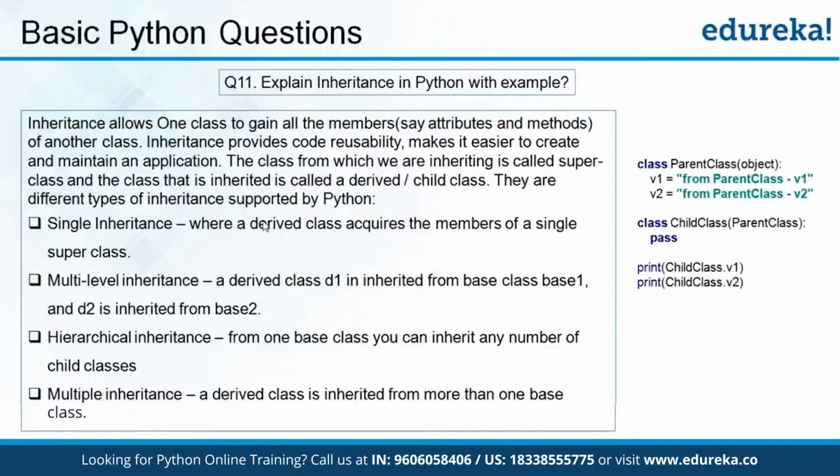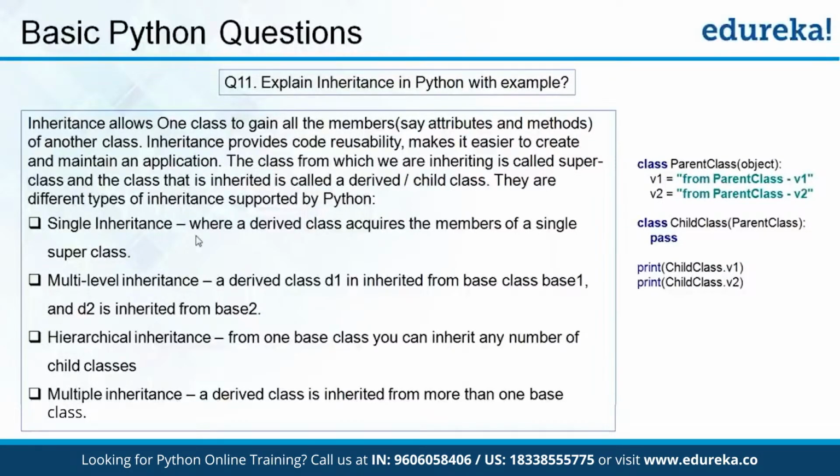What is inheritance in Python? Okay, inheritance is basically gaining the attributes and methods from one class into another. So from the parent class to the child class, or from the base class to the subclass as such. Now, there are different types of inheritances. There is single, multi-level, hierarchical and multiple. Typically the highly used ones are either single inheritance or multiple inheritance.